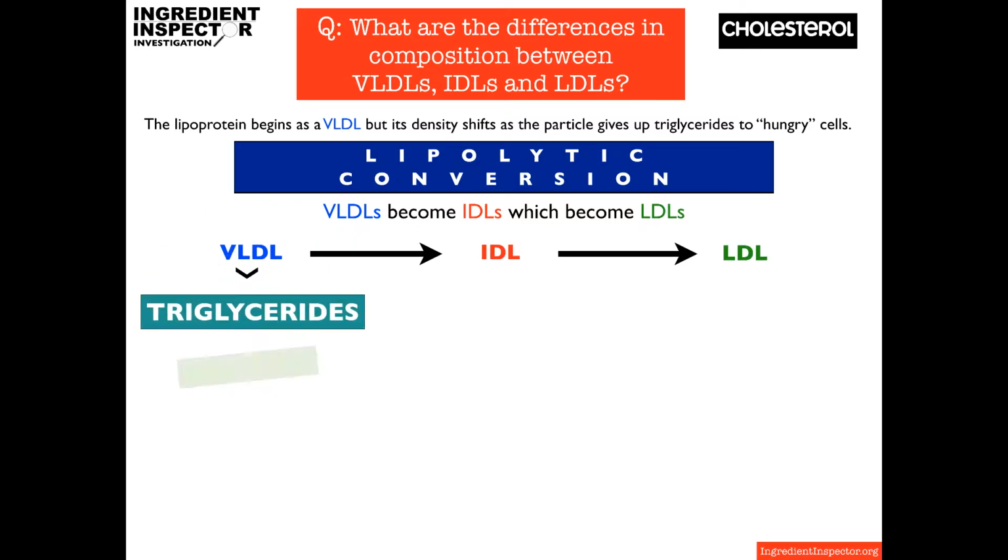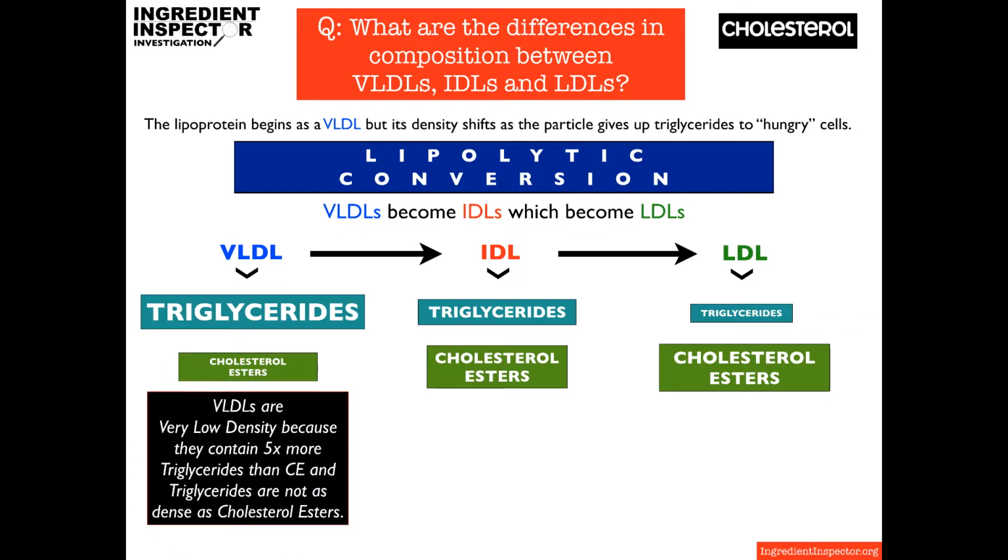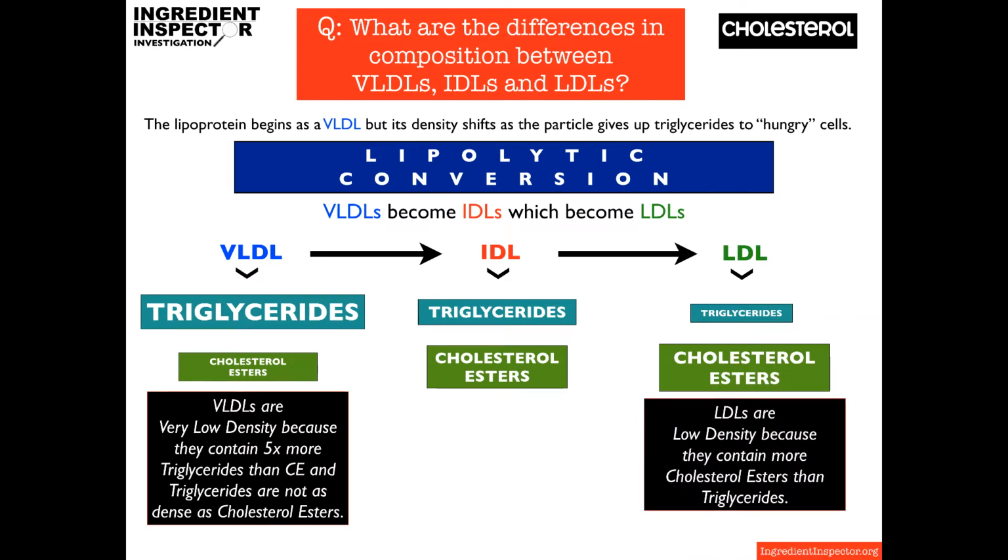So we see the composition of the three here, and we see how it changes from one to the next. Start out with a lot of triglycerides and end up with a little. Start out with a little bit of cholesterol esters and end up with a lot. So VLDLs are very low density because they contain 5 times more triglycerides than cholesterol esters, and triglycerides are not as dense as cholesterol esters. And on the other end, LDLs are low density because they contain more cholesterol esters than triglycerides.